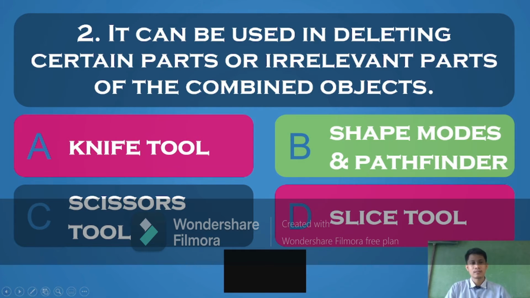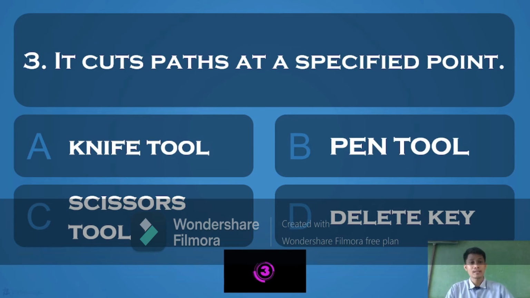Okay, next. It cuts paths at a specified point. Letter A, knife tool. B, pen tool. C, scissors tool. And D, delete key. You have 10 seconds to answer.